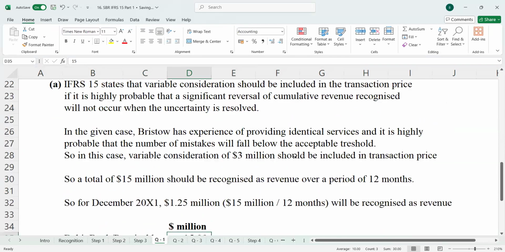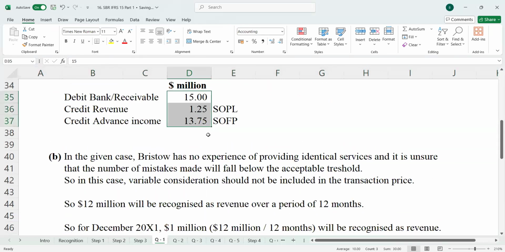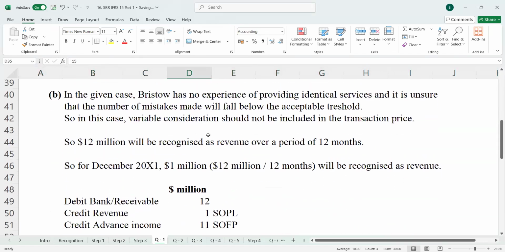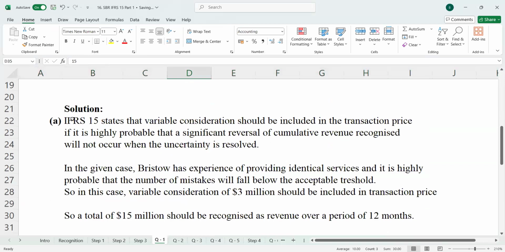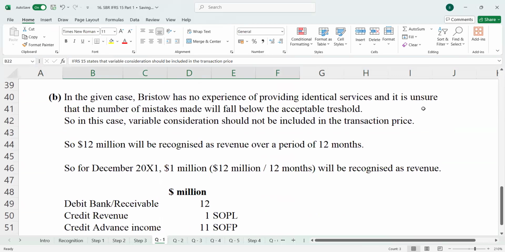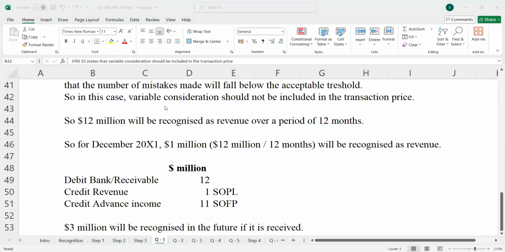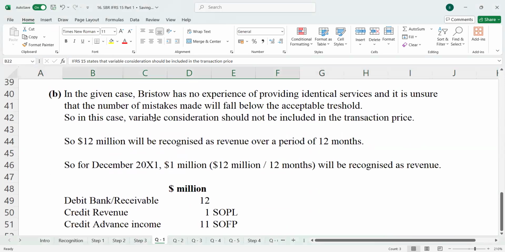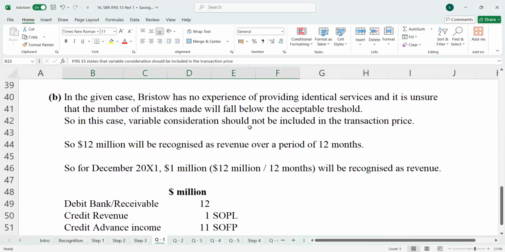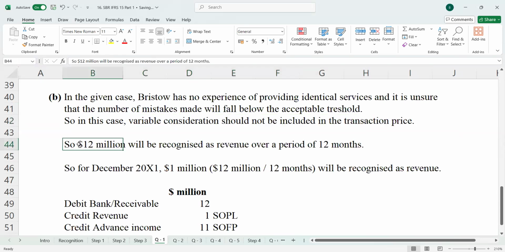Now in the second part, they are saying that Bistro has no experience and is unsure. So now I will not be writing the entire part. I won't be stating the requirement of the standard again. You will just write that Bistro has no experience of providing identical services, and it is not certain that the number of mistakes made will fall below the threshold. So in this case, variable consideration should not be included in the transaction price. Only $12 million will be recognized.